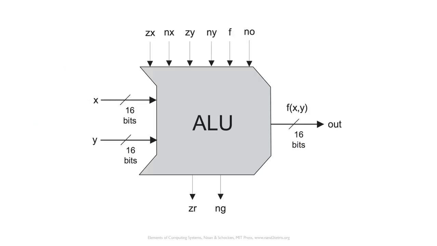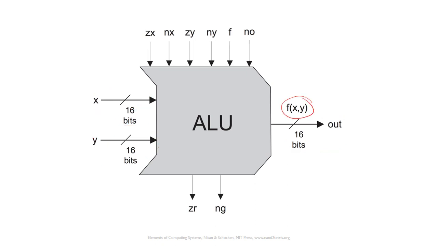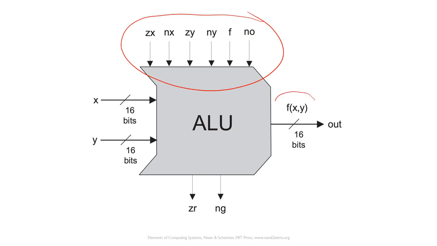Here we can see a picture of the Hack ALU. We've got our two 16-bit inputs, X and Y, and a single 16-bit output we call out. So out is a function of X and Y. The actual function that the arithmetic logic unit carries out depends upon these 6 control bits. Depending on the values we put on those control bits, this determines which function of X and Y will appear on the output. And then we've also got our two output flags, a zero result and a negative result.